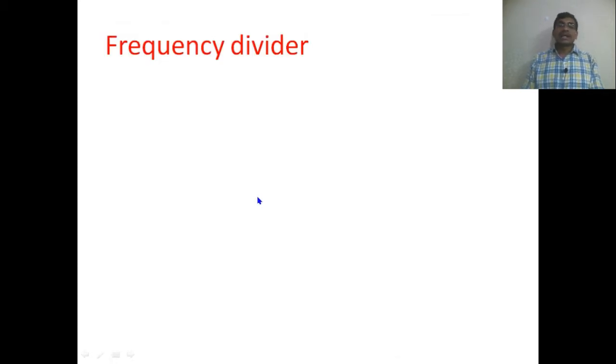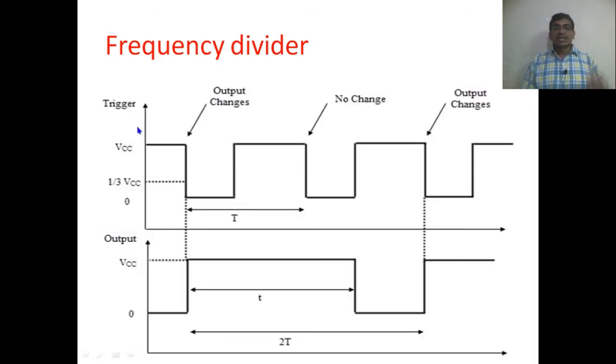Okay, and the next application is the frequency divider. Here, for the frequency divider circuit, we can use the same monostable multivibrator, and the signal which needs to be divided is given to the trigger pulse. The R and C values of the monostable multivibrator are selected such that the time period of RC is greater than the input pulse time period.